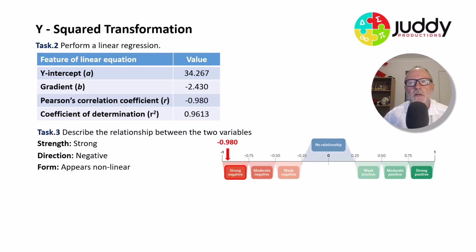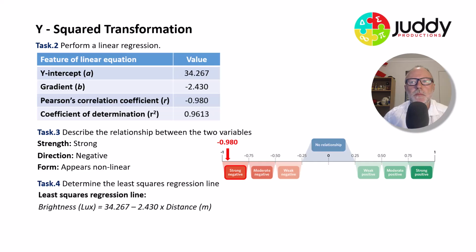Task number 3, describe the relationship between the two variables. So with the Pearson's correlation coefficient of negative 0.980, we can say that the strength is strong and the direction is negative. However, from the graph that we've observed, the form appears to be nonlinear. Task number 4 was to determine the least squares regression line. So we found that to be the brightness in lux is equal to 34.267 take away 2.430 times the distance in meters.